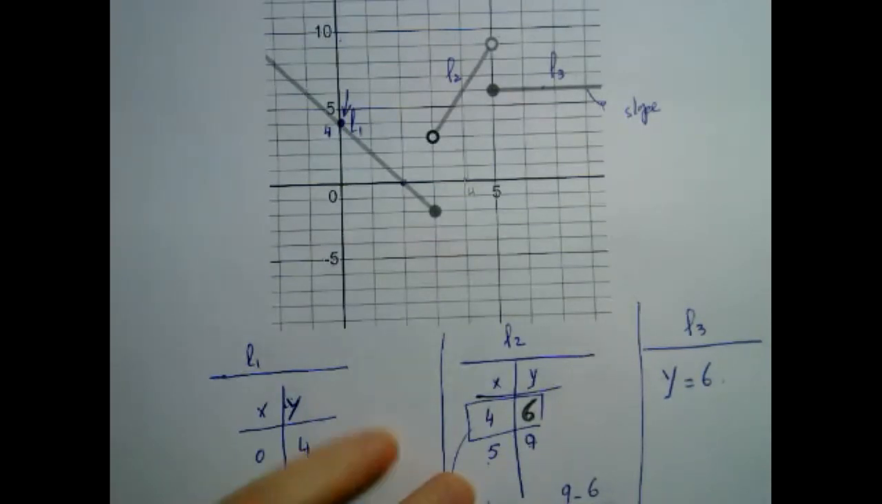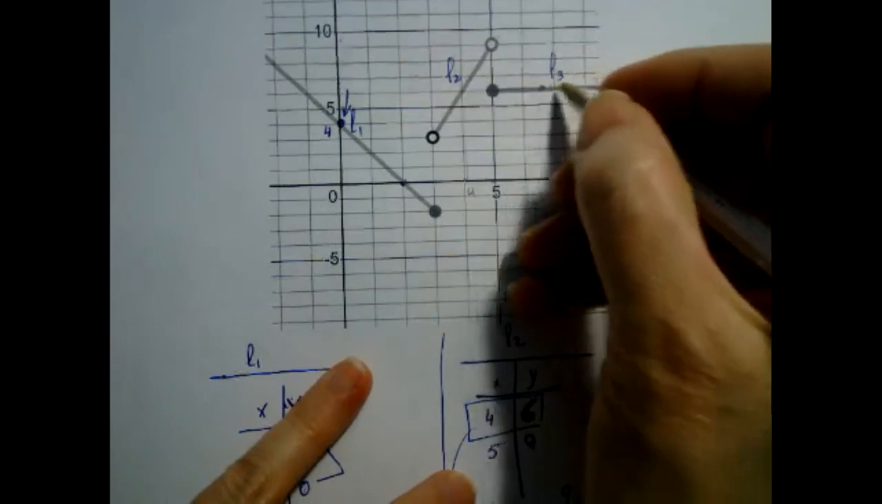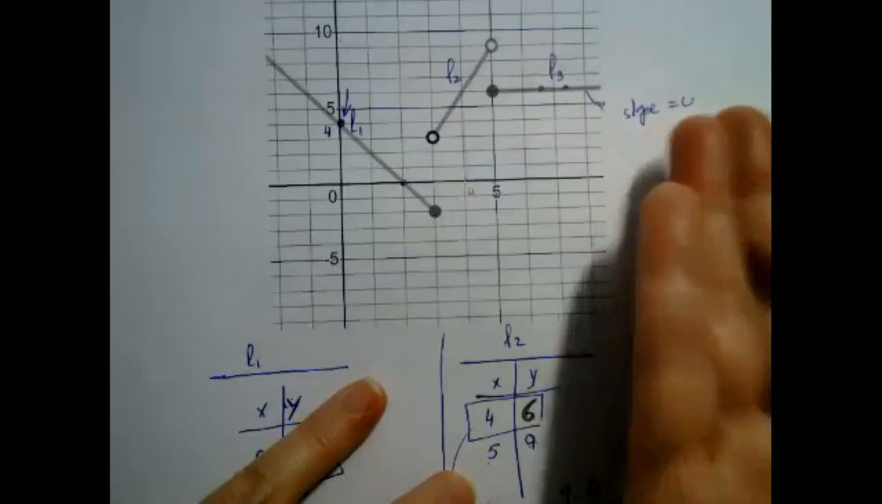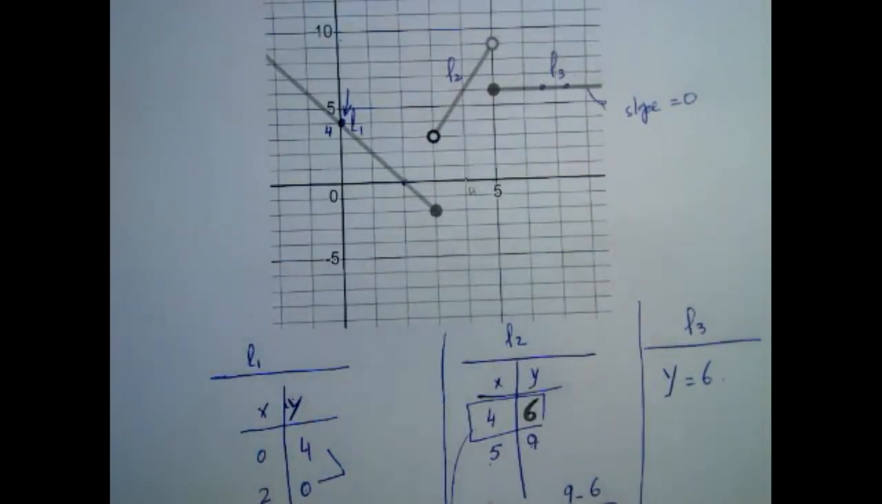What's the slope? It is 0, because there is no change in y. Y is fixed, so the slope is actually 0 in this problem, and the equation is y equal to 6. So now I have the formula for every piece.